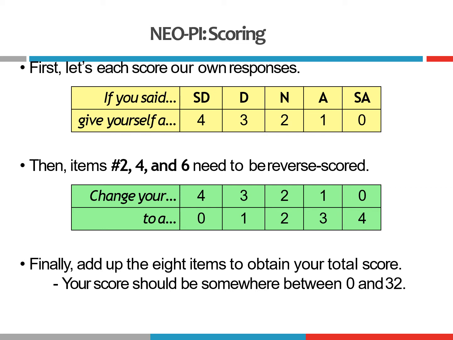Okay, so once you've done your scoring and your reverse scoring, then you are going to add up your total score. So your score should be somewhere between 0 and 32.